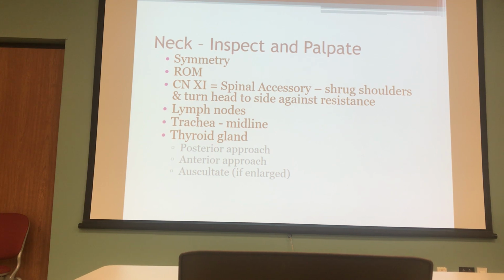Neck inspection, the thyroid, your spinal accessory, remember cranial nerve 11. I'm checking your trapezius strength and your sternocleidomastoid strength. So if I take my hand and tell you to push your face against my hand, that's sternocleidomastoid. If I tell you to shrug your shoulders up against my hand, that's trapezius strength. Okay.